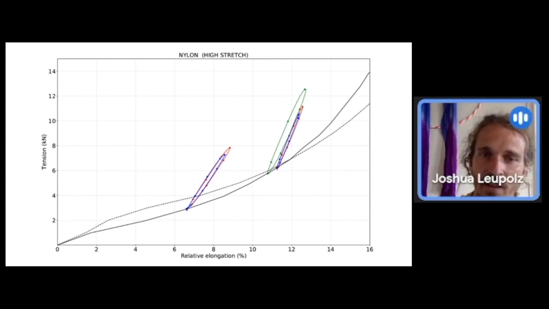If you stretch it out now, the blue line, the beginning is exactly the same. You stretch the webbing to 7 kilonewton, what you would get here is only a bit more than 8% stretch. So big difference. And that's just a matter of how fast you stretch out a webbing. If you stretch it out really fast, you get a steep line here. If you stretch it out slowly, it's going all the way out here.